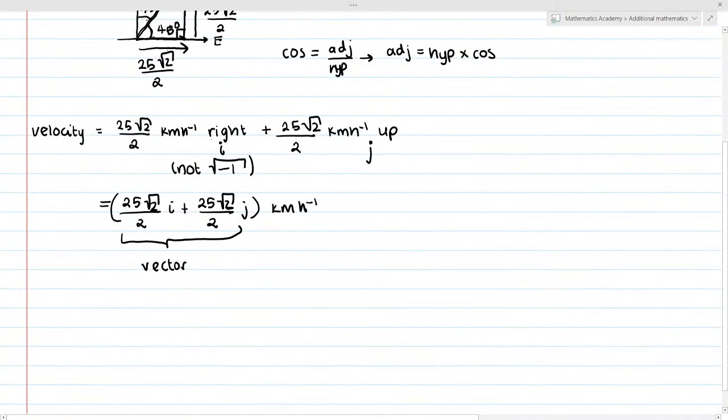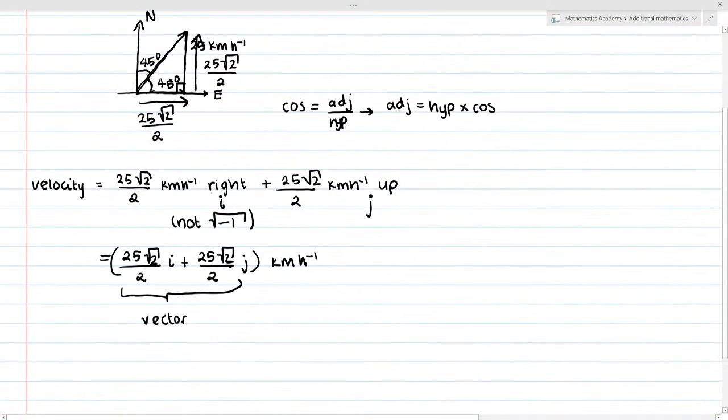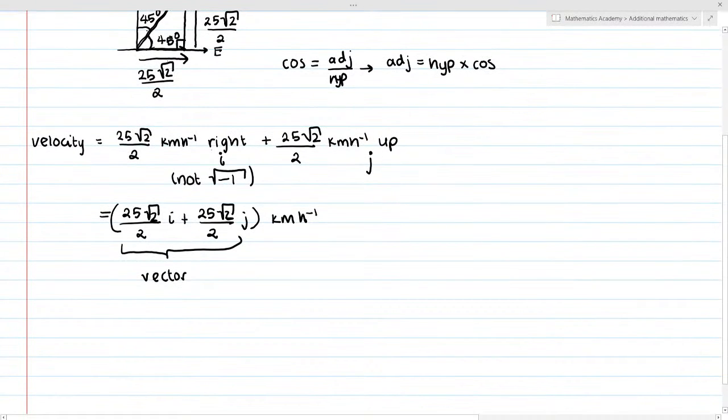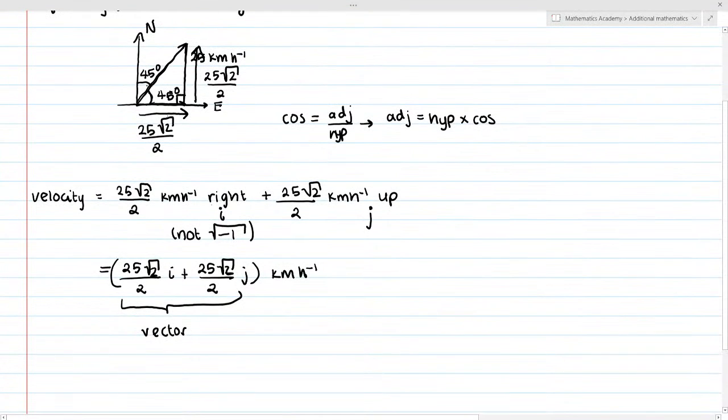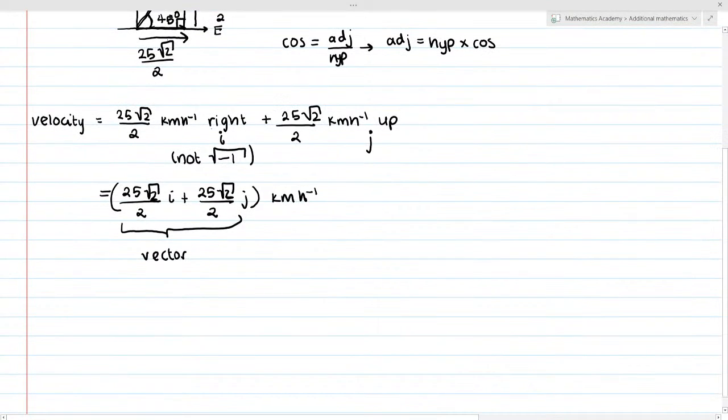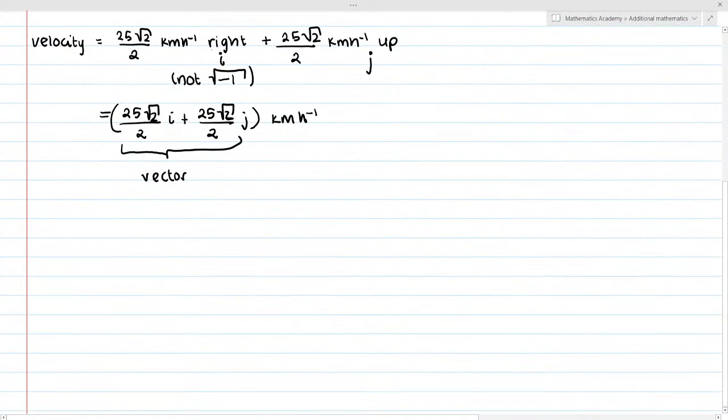And this might be a simpler way of thinking about vectors rather than a magnitude and an angle like we had above with the 25 and the 45 degrees. We can think about right and up. That might be a simpler way, but there's the other way as well with the 25 kilometers an hour and the 45 degrees. But this is just a different way, and it turns out to be useful in different contexts. This is a more useful method in different situations.